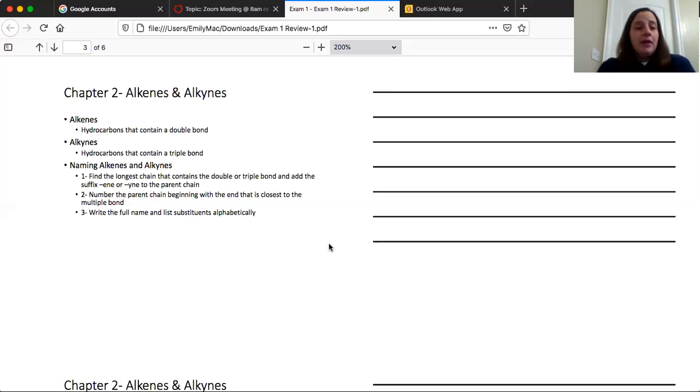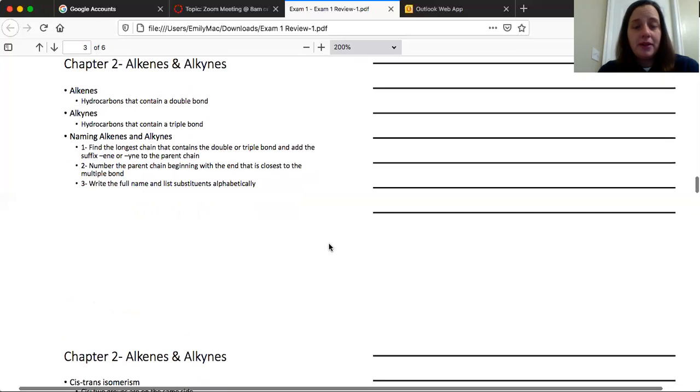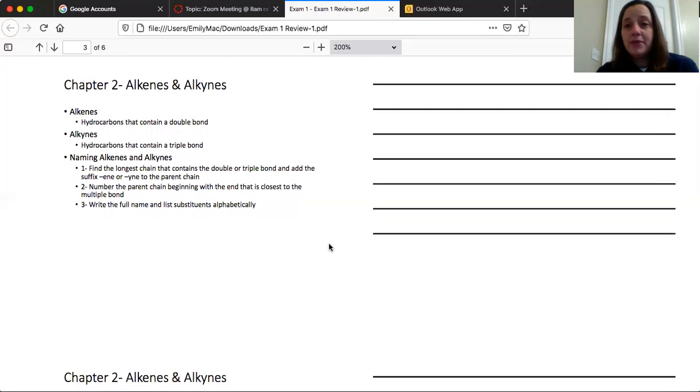Then we're going to start numbering the chain closest to the double bond or the triple bond, and then write the full name, including the substituents alphabetically like we did with alkanes. So basically name them the same as alkanes, except we're giving the double bond and the triple bond priority in the numbering of the carbons.